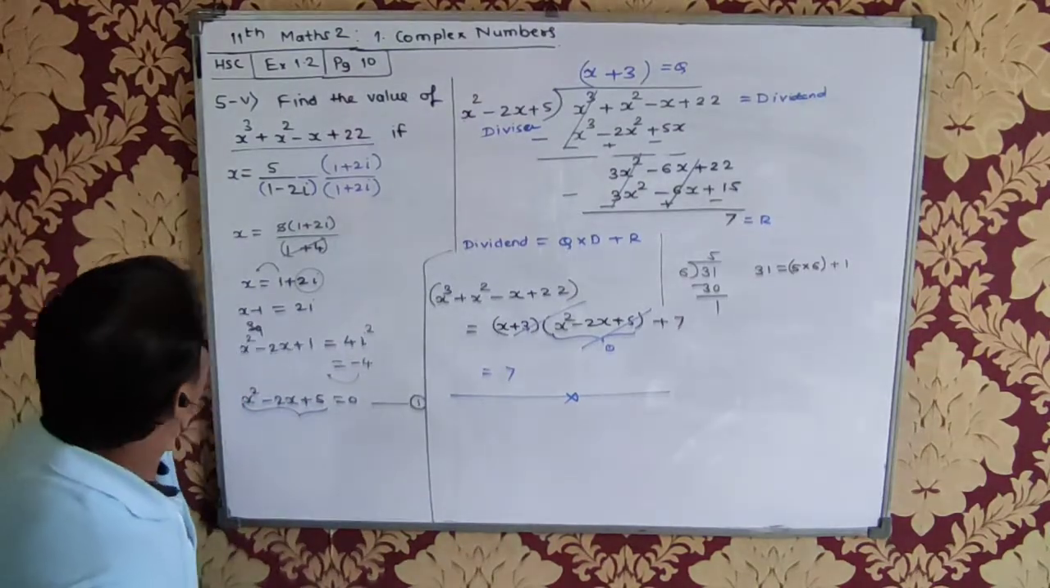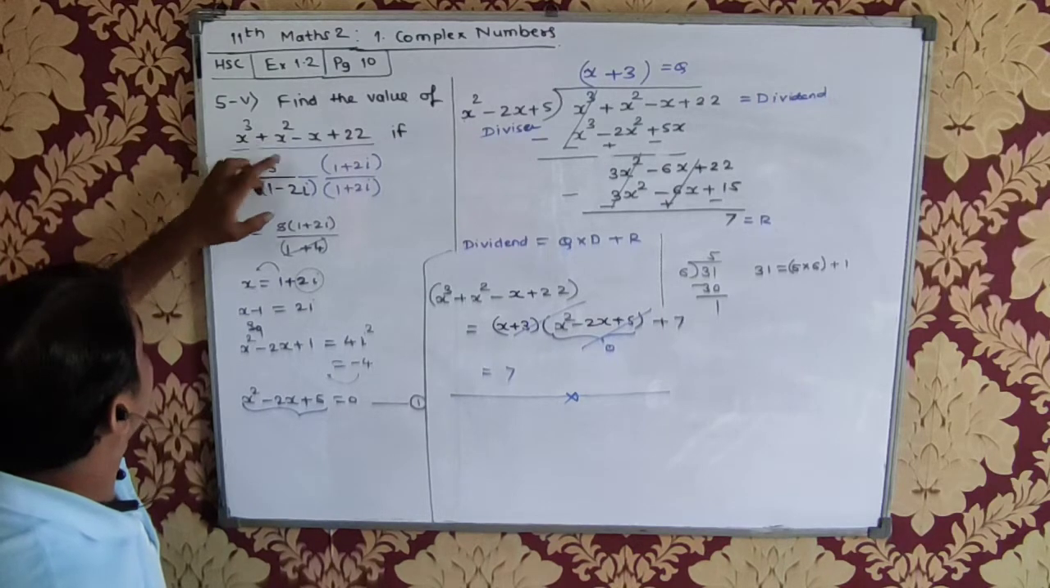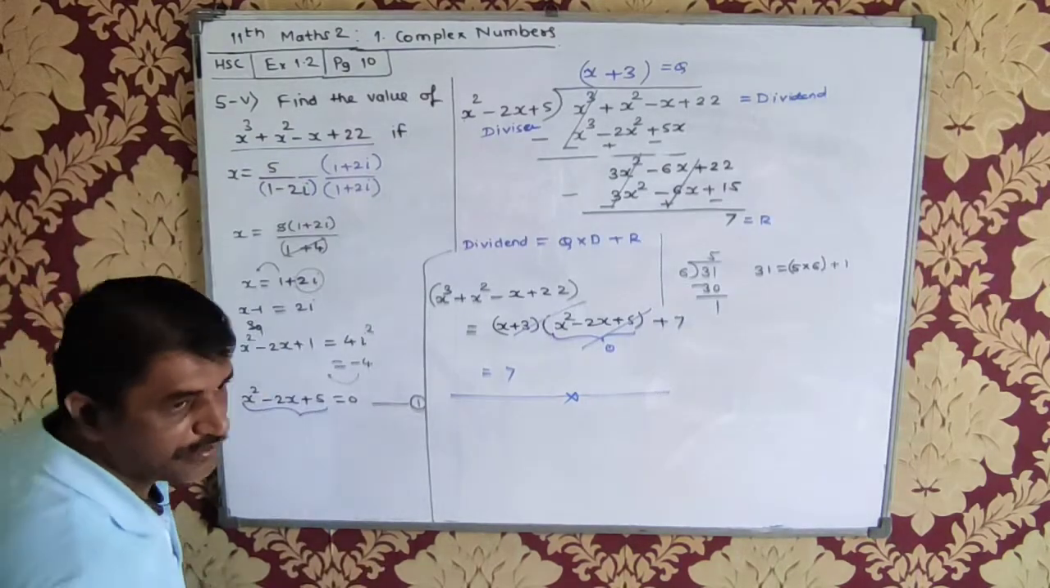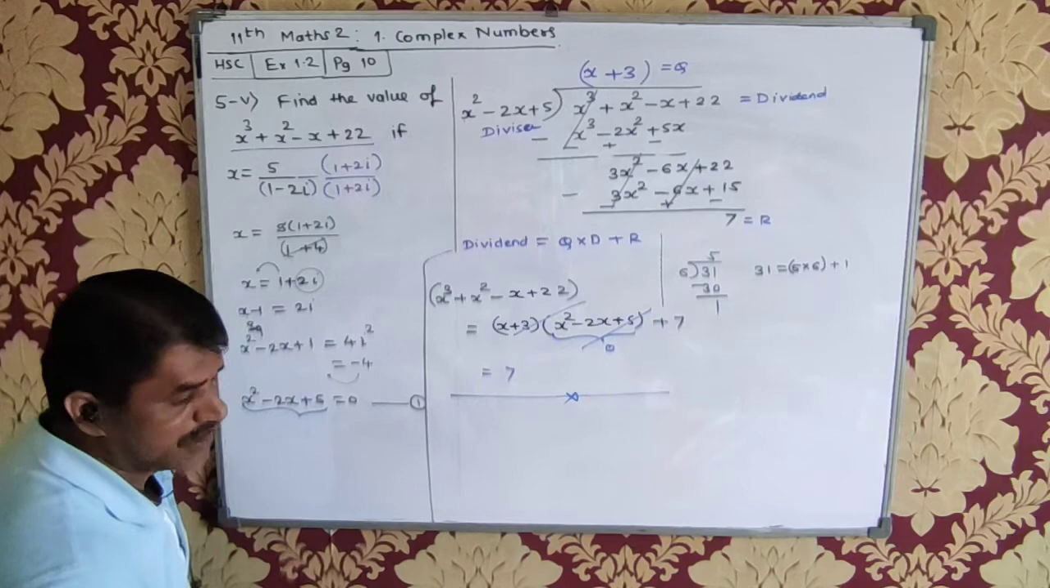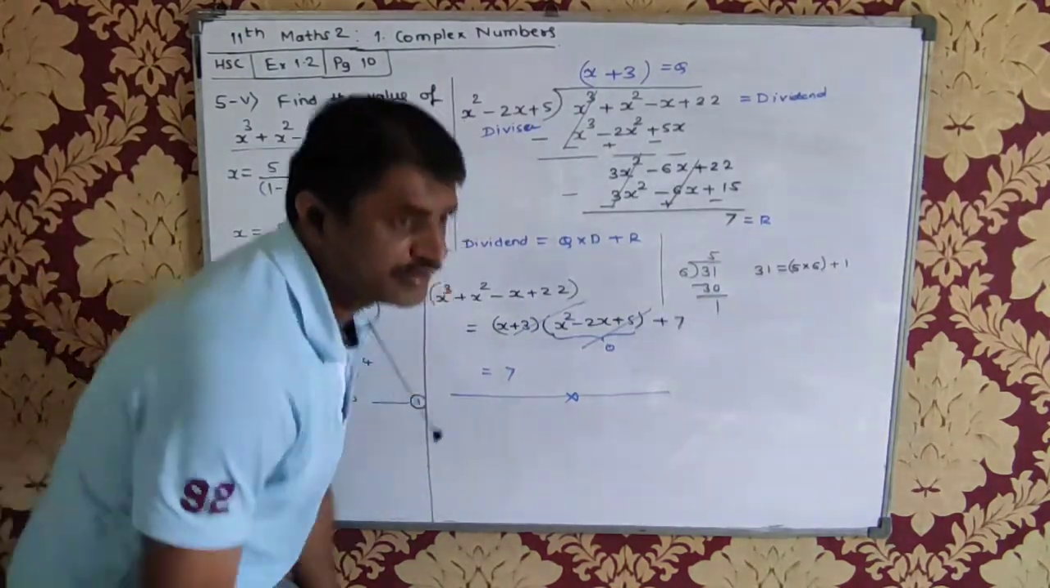Somebody might have said that if x is equal to this, then substitute x to find out x square, find out x cube, and substitute. That would have been wrong. Such problems are solved by this method. Okay, take the screenshot. Any doubts about that?